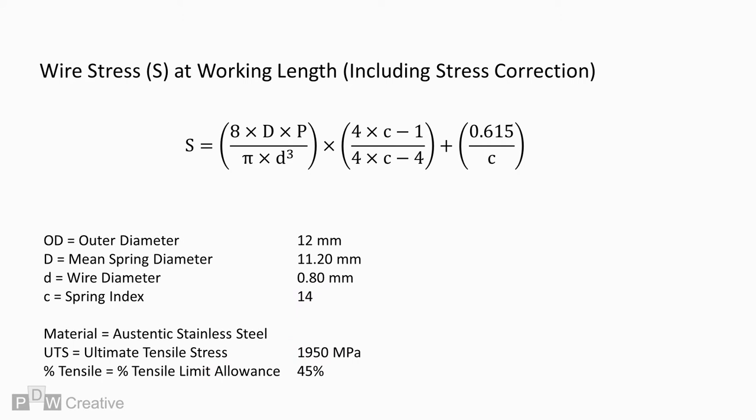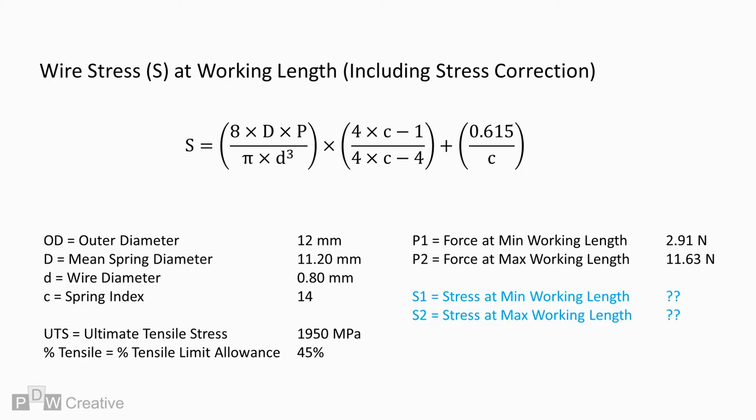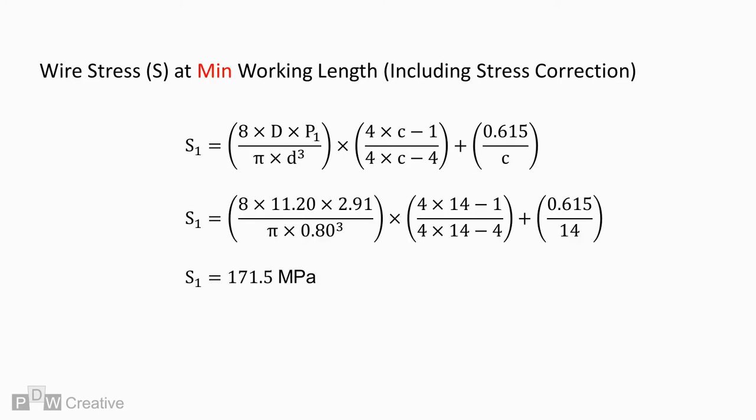So to determine our design stress, here are some inputs for a spring case study. The spring is stainless steel with a UTS of 1950 megapascals and a tensile limit recommendation of 45%. The OD is 12, mean diameter is 11.2, the wire diameter is 0.8 and the spring index is 14. Force at min working length will be 2.91 newtons. Force at max working length will be 11.63 newtons. Min and max working length stresses are to be determined at this stage.